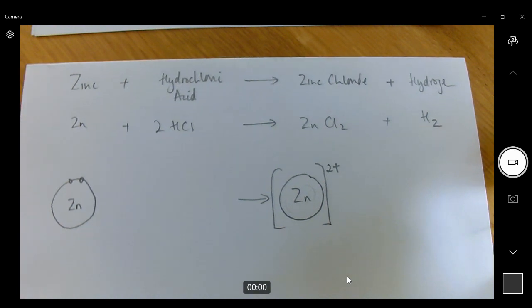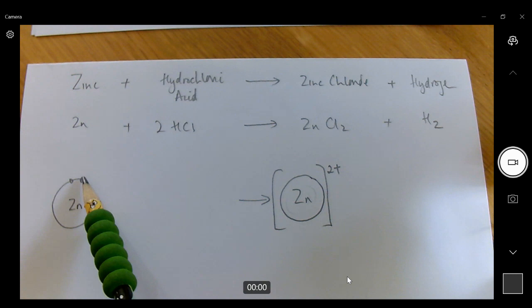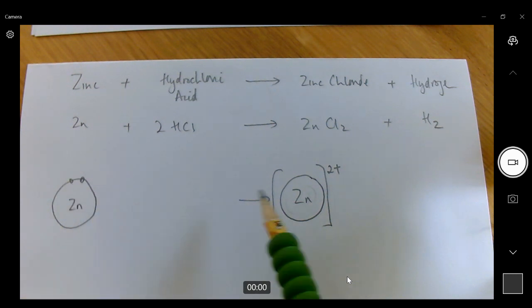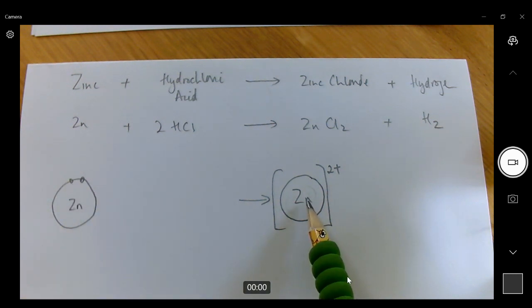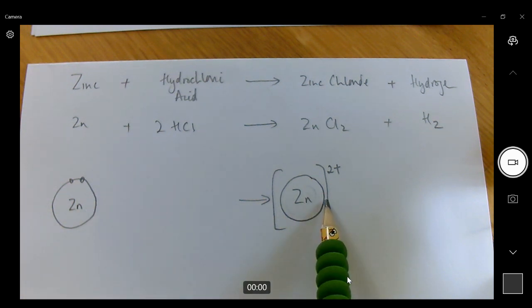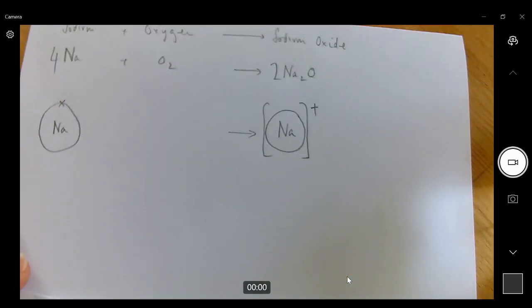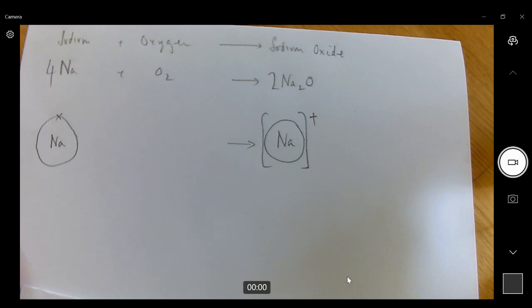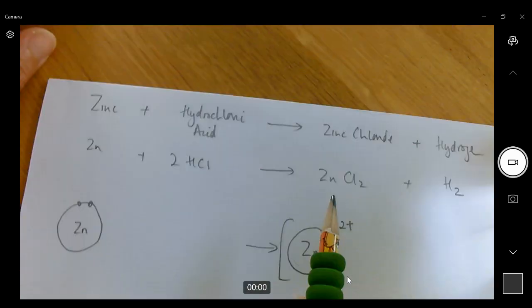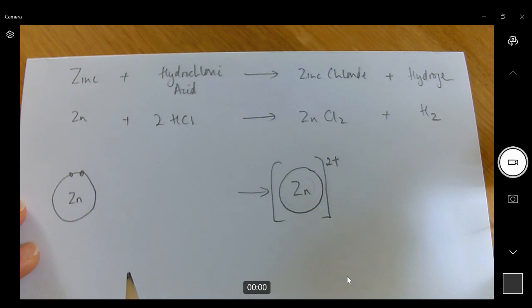Now, the reactivity series is related to this fact because the easier it is for an atom to lose its electrons, the more reactive it's going to be. So sodium only has to lose 1 electron, so it's very, very reactive. Zinc has to lose 2 electrons, so it's still quite reactive, but slightly less reactive.